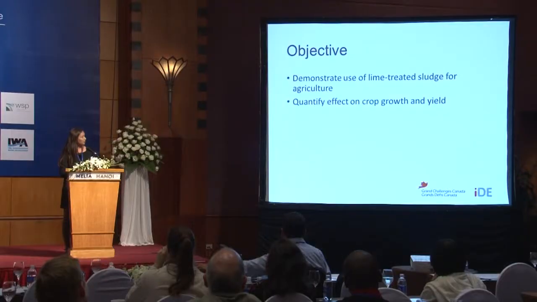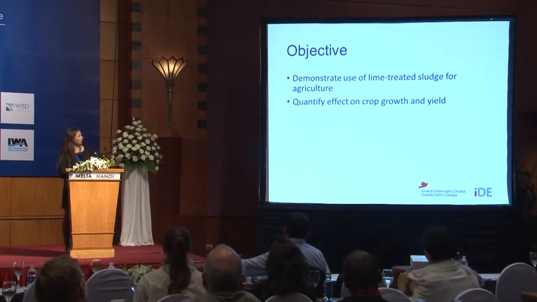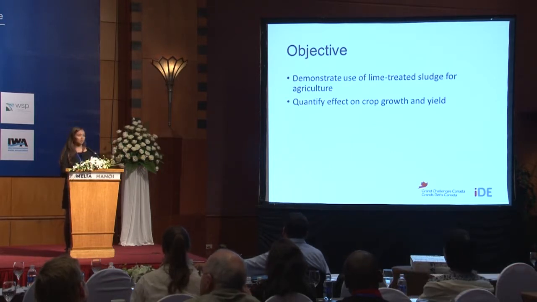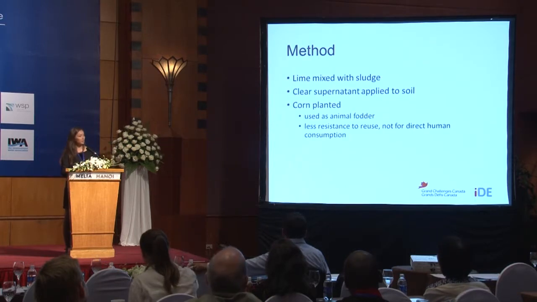Okay. So for the agricultural section, we want to demonstrate the use of lime-treated sludge in agriculture and quantify the effects on crop growth and yield. So we basically mixed lime with some sludge that we purchased. This basically caused a lot of the solids to settle, so then we applied just a clear supernatant to the soil.